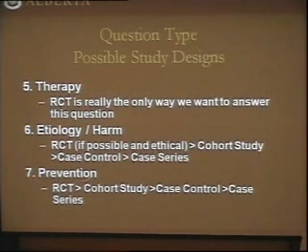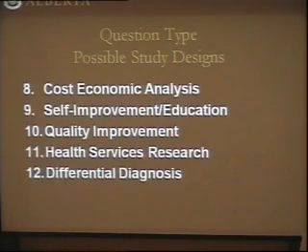So sometimes prevention studies are what you're looking for. Again, they follow very similar to the quality of randomized controlled trials. But these are the health services research topics that I talked about last time. So cost economic analysis, you're going to look for economic questions in searching. Self-improvement in education, healthcare for patients, quality improvement, quality assurance, health services research, and differential diagnosis are all possible study designs which may take in a variety of different types of clinical studies, such as cohort, case control, case reports. And again, it depends on what actual sphere of those you're looking for.